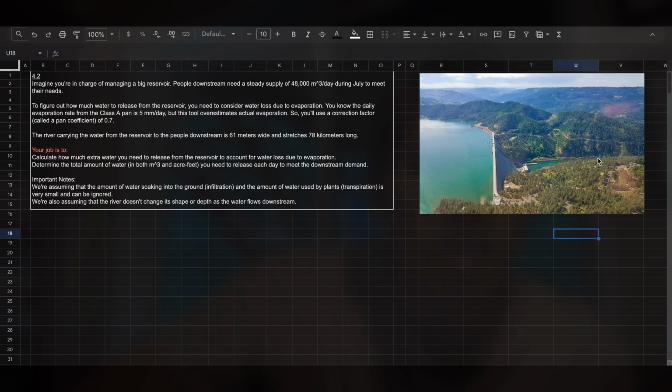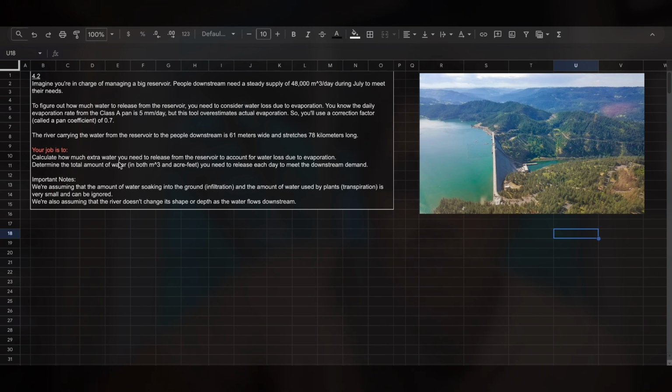So far we are given that about 5 millimeters per day of water is evaporated, and let's say this is a river here that takes the water downstream. We're given that it is 61 meters wide and 78 kilometers long. Now your job is to calculate how much extra water you need to release from the reservoir to account for water loss due to evaporation. Determine the total amount of water in cubic meters and acre feet you need to release each day to meet the downstream demand.